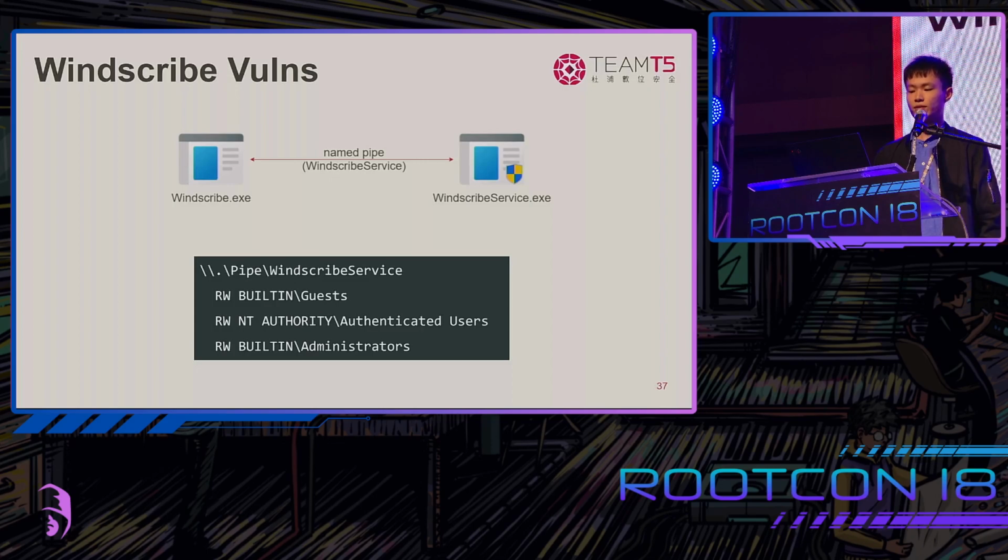Using AccessChk, the tool mentioned earlier, we can verify that the NamedPipe access permissions allow any user, including guests, to read from and write to it. This means an attacker with any level of access can communicate with WindscribeService.exe through the NamedPipe.